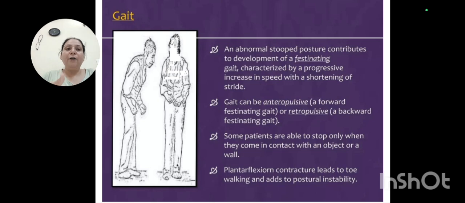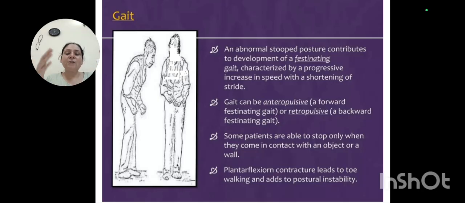It can be anteropulsive or retropulsive. What does this mean? The person can walk forward as well as walk backward. So in this condition we find both, the person moving forward as well as moving backward, and it is very difficult for the person to stop in between, because then there are also freezing movements, and if he freezes during movement, he will fall.